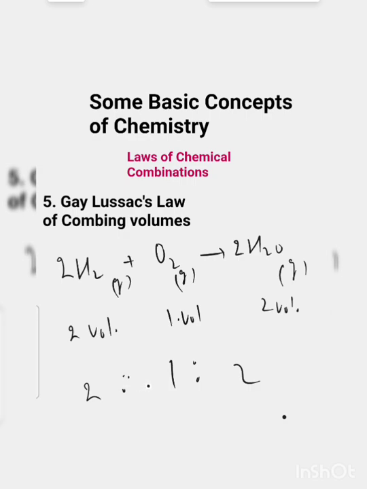So what this law says is that under similar conditions of temperature and pressure, whenever gases react together, the volumes of the reacting gases as well as the products, if gases, in this case water is in gaseous form, bear a simple whole number ratio. So volumes bear a simple whole number ratio. This is 2 volumes, 1 volume, 2 volumes. So this is 2 is to 1 is to 2. So this makes a simple whole number ratio.